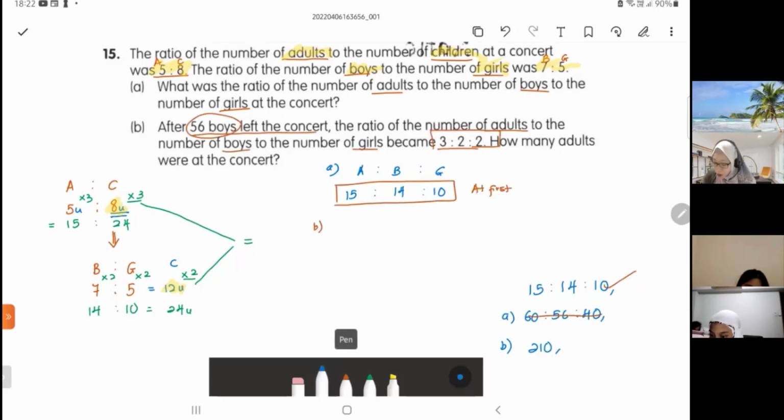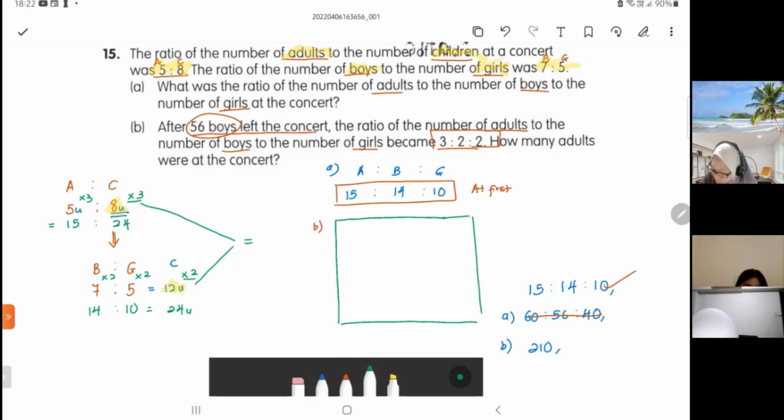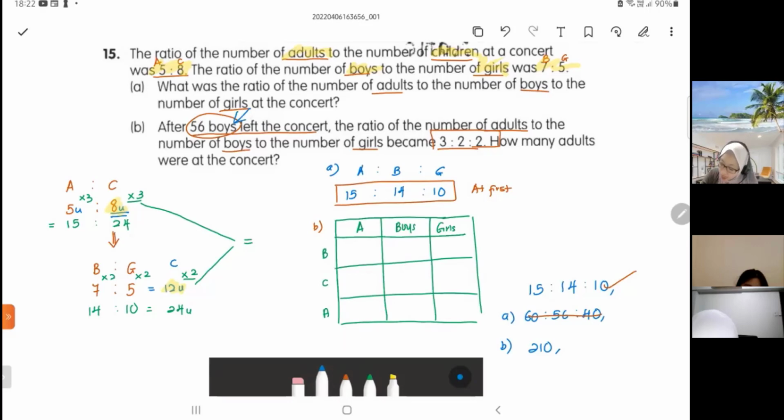Okay, what I'm going to do is I'm going to draw out my table. We are going to draw 3 columns because there are 3 different pieces of information, right? So 1, 2, 3. Adults, boys, girls. Before, change, and after. If you notice, who changes? The boys left. The boys change. Right? The adults and the girls, no change. Okay? So adults is 15 units, boys 14 units, girls 10 units.